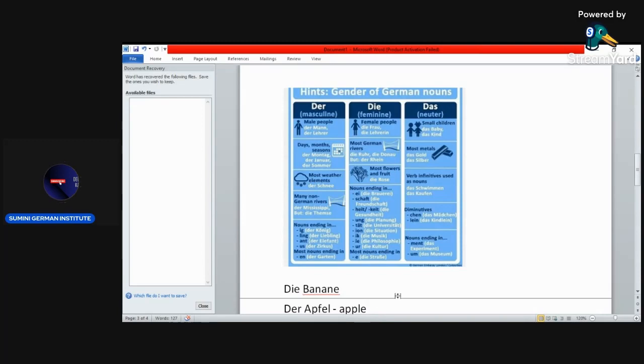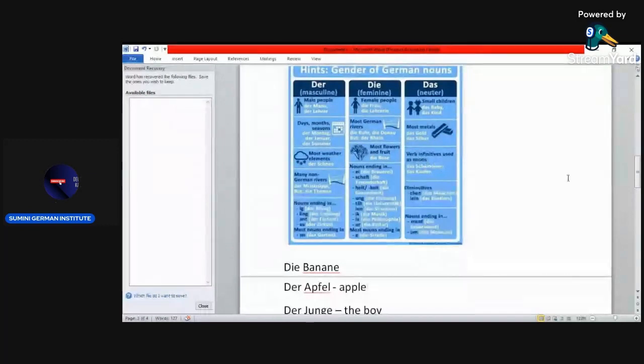Then let's go to das. Das is the neutral. So number 1, small children. Okay, das Baby, the baby. Das Kind, the child. Okay. Number 2, most metals. Das Gold, the gold. Das Silber, the silver, metals. Number 3, verb infinitives used as nouns. Das Schwimmen, the swimming. Das Kaufen, the buying.